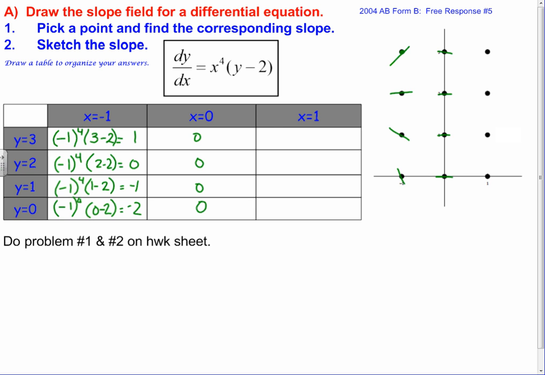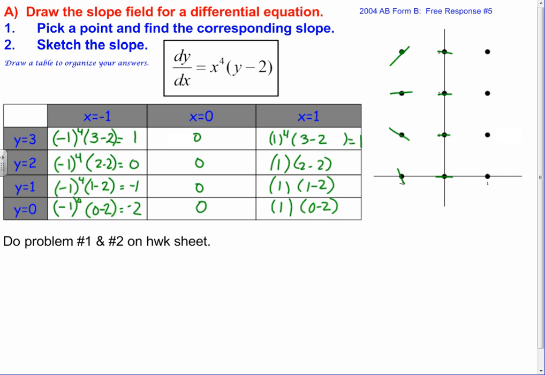Next, let's move to x equals 1. Well, 1 gets raised to the fourth. That's easy. These are all going to be factors of 1, 1 times something. And now let's focus on the y: 3 minus 2, 2 minus 2, 1 minus 2, and finally 0 minus 2. And I suspect, well, this will be 1. 1 times 1 is 1.